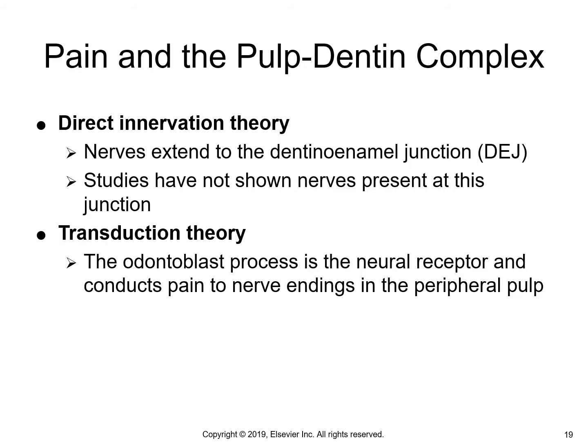There are a couple different thoughts or theories on pain and the pulp-dentin complex. The direct innervation theory suggests that nerves extend into that DEJ, or the dentinoenamel junction, and studies have not shown nerves present at this junction, so that is unsure. The transduction theory is the theory that the odontoblast process is the neural receptor, and that it conducts pain to the nerve endings in that peripheral pulp.